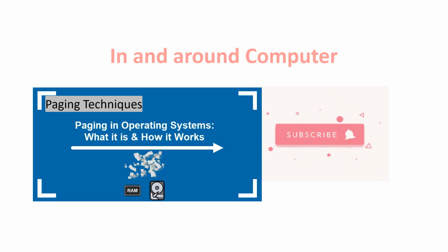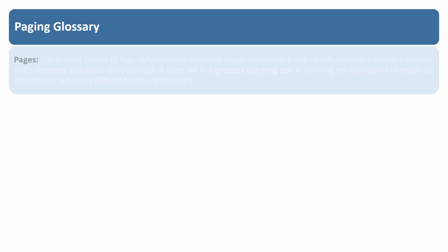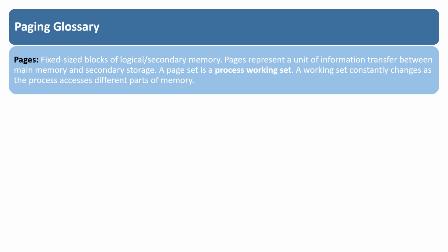In this video, we are going to see what paging in an operating system is, how it works, and also the paging techniques. First, we can see the paging glossary, starting with pages. Pages are fixed size blocks of logical or secondary memory, and pages represent a unit of information transfer between the main memory and the secondary storage.